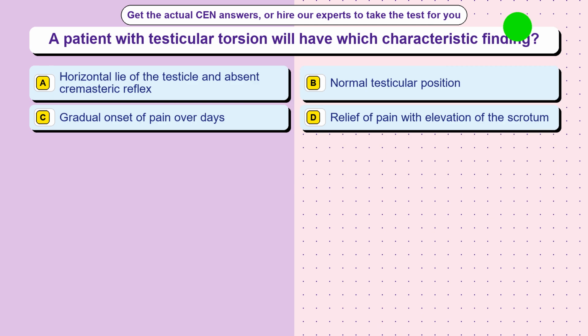Question 36. A patient with testicular torsion will have which characteristic finding? Option A, horizontal lie of the testicle and absent cremasteric reflex. Option B, normal testicular position. Option C, gradual onset of pain over days. Option D, relief of pain with elevation of the scrotum.